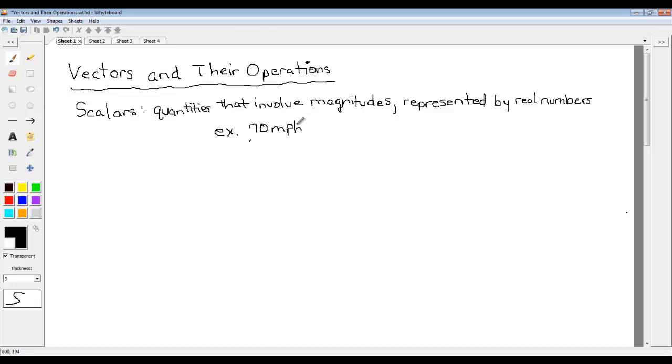For example, a quantity like telling me the speed limit on I-4 is 70 miles per hour. When you told me 70 miles per hour, that's a real number. 70 is a real number. That's a scalar kind of quantity. Or if you tell me how much you weigh, that you're 135 pounds, that's another scalar kind of quantity.